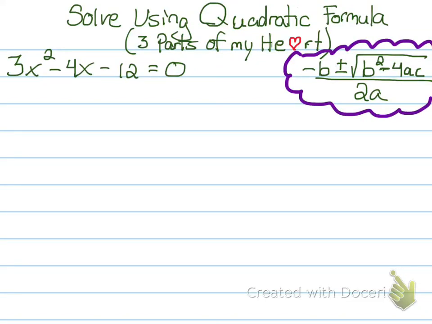Alright, in this video, I'm going to show you how to solve a quadratic equation using the quadratic formula, but this time, you're not going to have a perfect square under the square root. Alright, let's look at this first example. It says 3x squared minus 4x minus 12 equals 0.